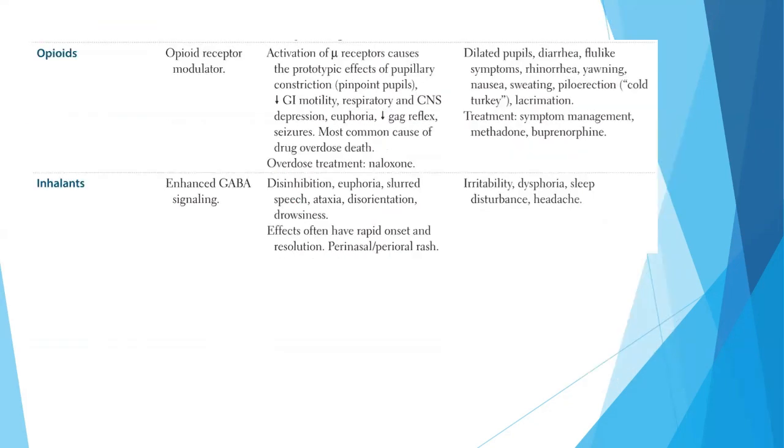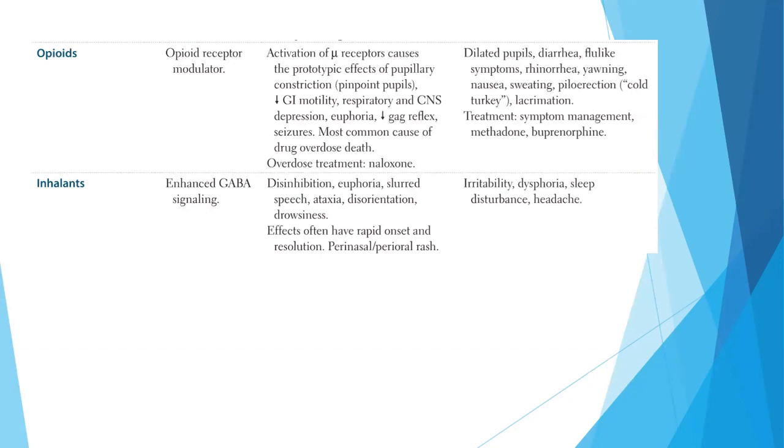Opioids act on the opioid receptor; it is a receptor modulator. The activation of mu receptors causes the prototype effect of pupillary constriction. Now this is sometimes a very differentiating feature: pupillary constriction or pinpoint pupils happens in opioids. Other effects are decreased GI motility, respiratory and CNS depression, euphoria, decreased gag reflex, and seizures. The most common cause of drug overdose death is opioids. Overdose treatment is by naloxone.